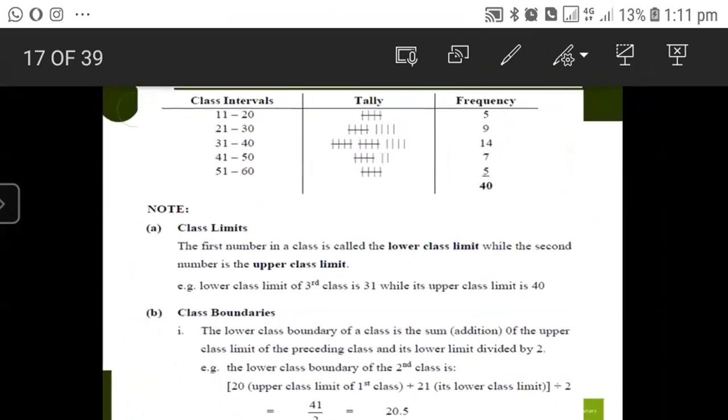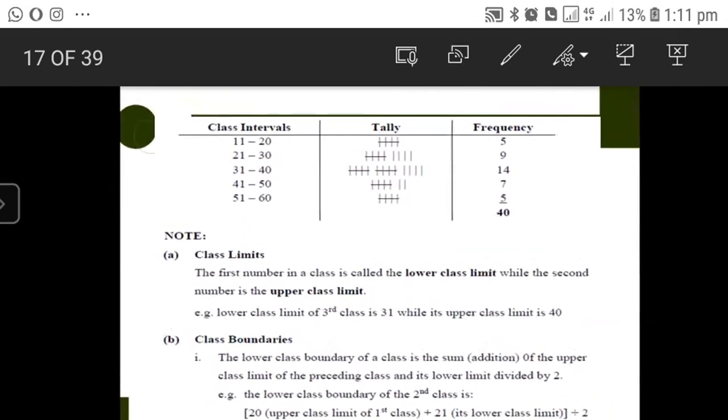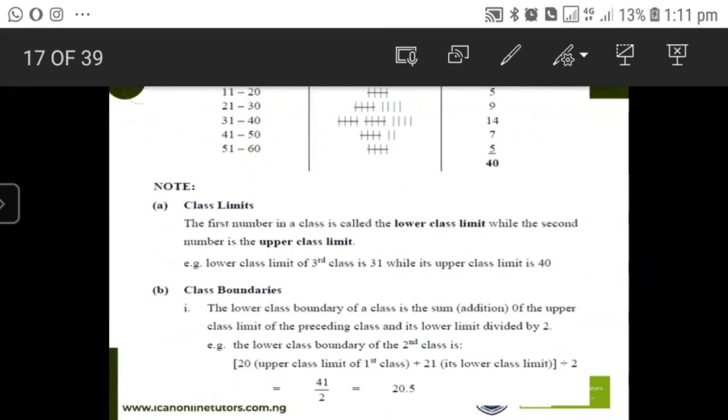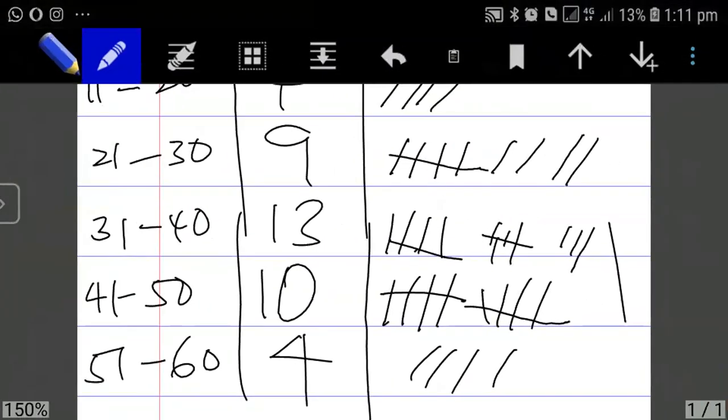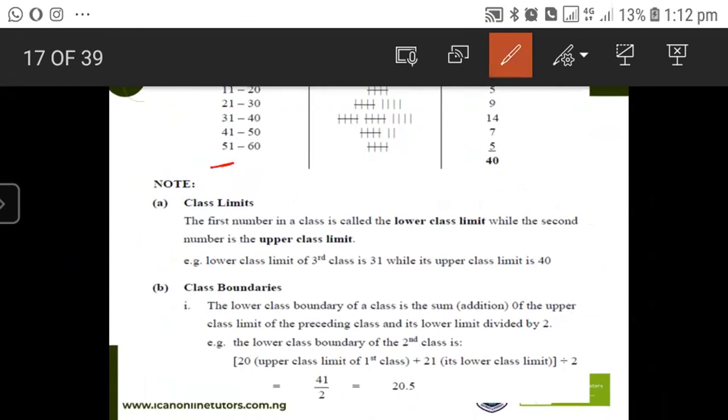If I ask you which one is the lower limit or the upper limit, this is the upper limit, and this is the lower limit. Let's assume the question states, look at the note, I have my class limit. The first number in a class is called the lower limit, while the second one is called the upper class limit. Don't forget, lower, upper.